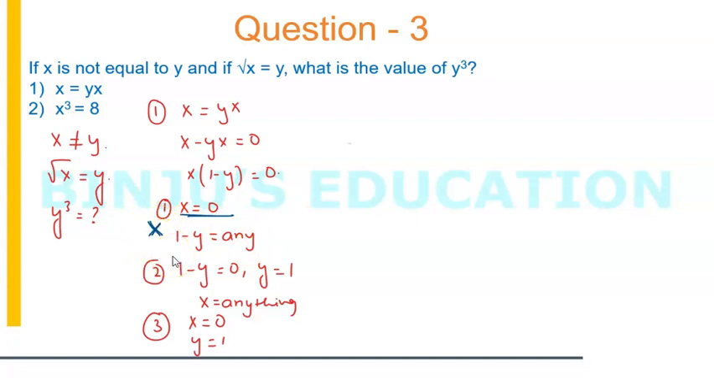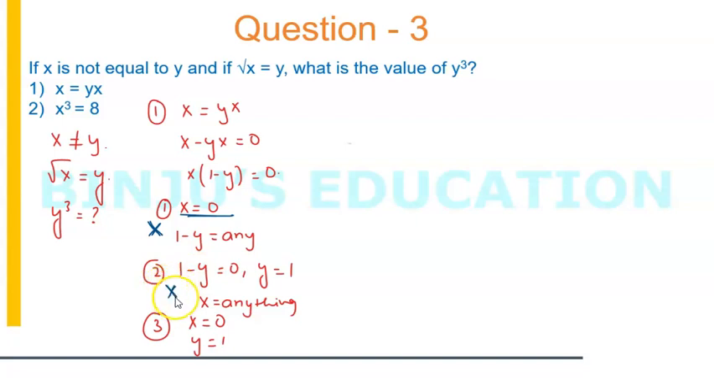It is not in line with the facts given to us in the question. The second one says 1 minus y is 0, which means y is equal to 1. X can't be anything. Now if y is equal to 1, then root of x is equal to 1, right? From the second fact given to us. Then root of x is equal to 1, which means x is equal to 1 again. Again, that will not satisfy because x can't be equal to y.